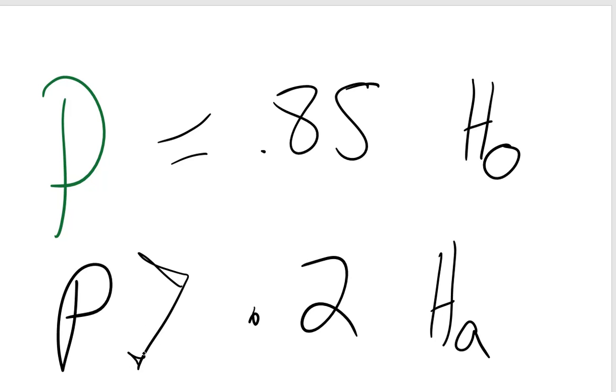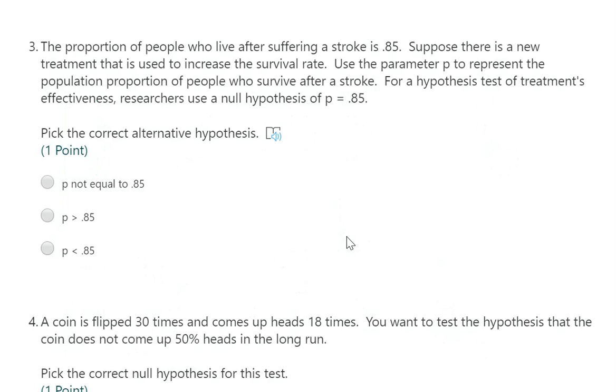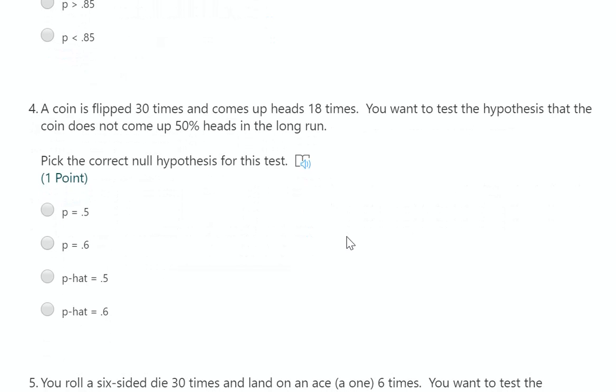And remember, if you're someone who forgets, put little teeth to remind you, like the alligator wants to eat what's bigger. That's what I used to tell myself when I was a little kid to remember my inequality signs. So we want the alternative hypothesis to be greater than 0.85. And this is going to be the last one.